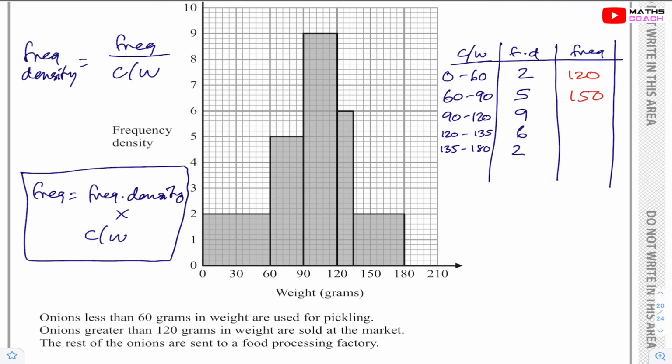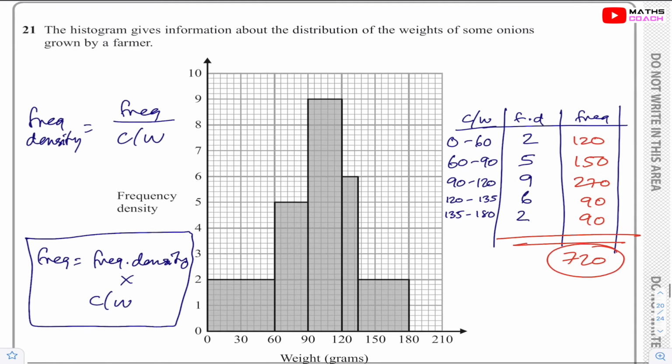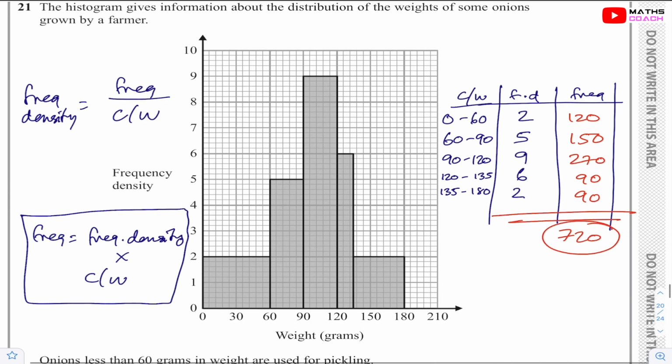150. The next one, the class width is also 30. So 30 times by 9, which gives us 270. The next class width is 15. So 15 times by 6 is 90. And the class width after that is 45. So 45 times by 2 is also 90. We'll now add up the total frequency. So 120, 150, 270, 90 plus 90, and that should give us 720. So we have 720 onions represented in this histogram.